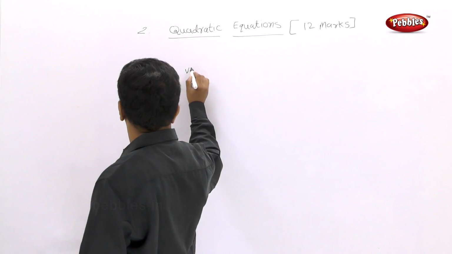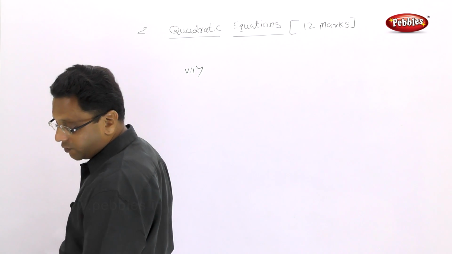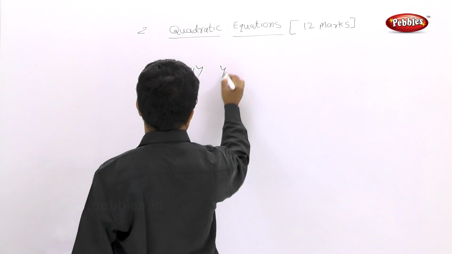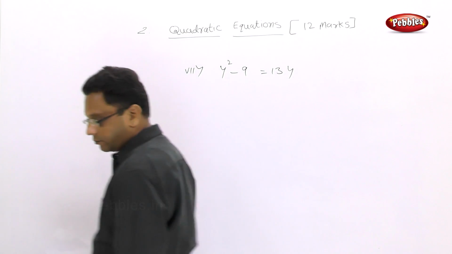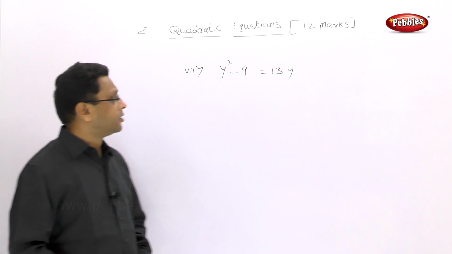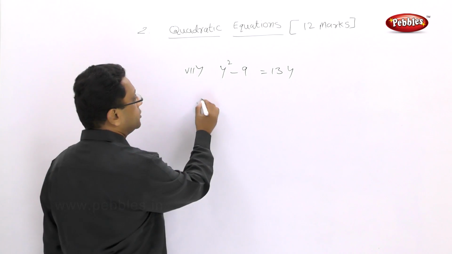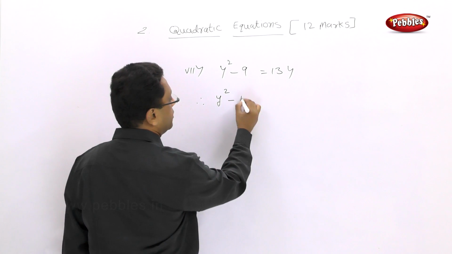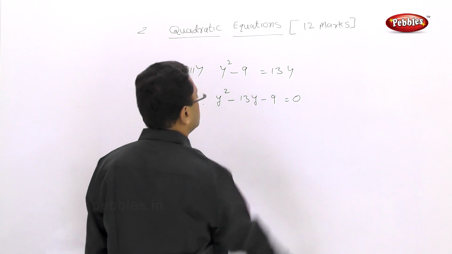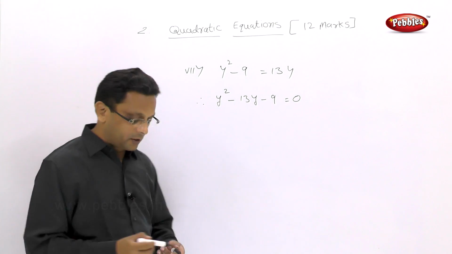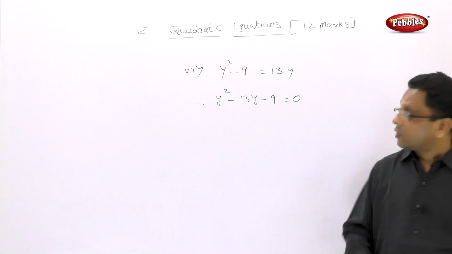The 7th example is y square minus 9 equal to 13y. How will you do it? Very easy, sir, right? This is y square minus 13y minus 9 equal to 0. Such a simple thing, and 1 mark in your pocket. Shall we go ahead?